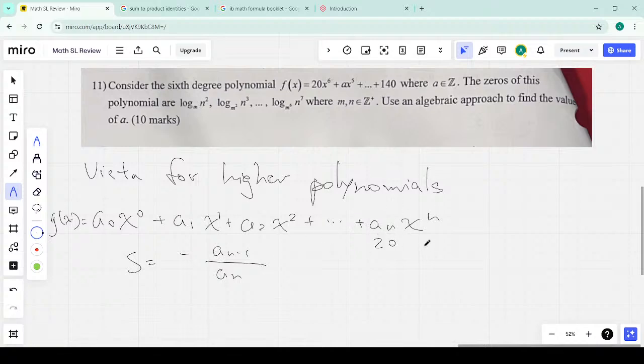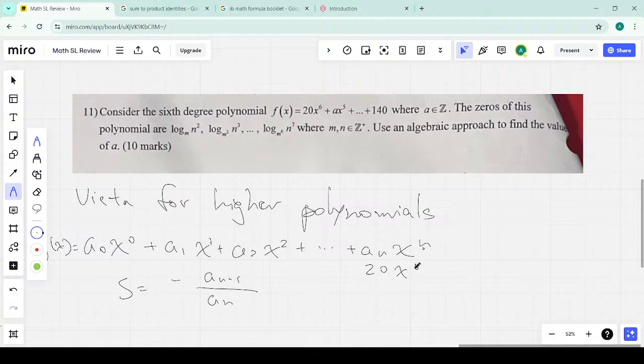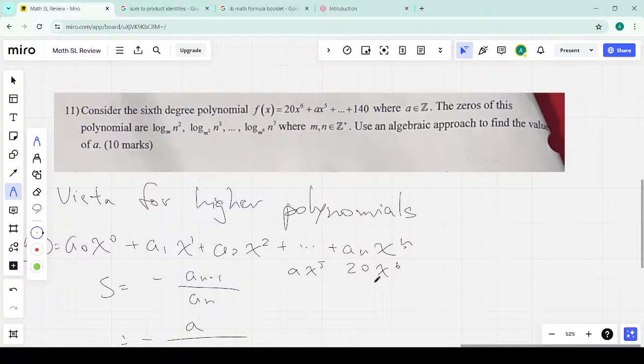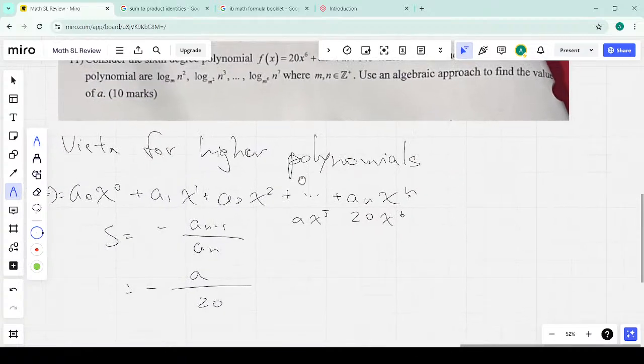So in this case, an would be 20, x to the 6. An minus 1 would be a x to the 5, right? So in this case, the sum would just be negative a over 20, right? And now you can write an equation using negative a over 20, and you equate that with the sum of all the roots here. So basically you have another condition that says s equals the sum of all the roots.